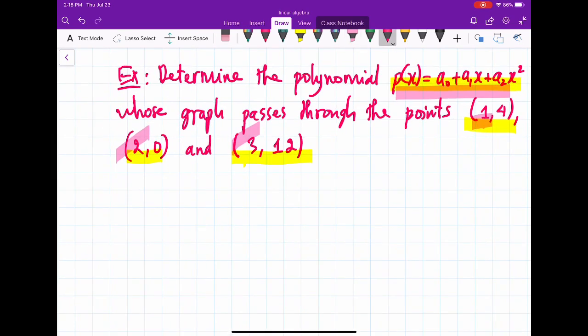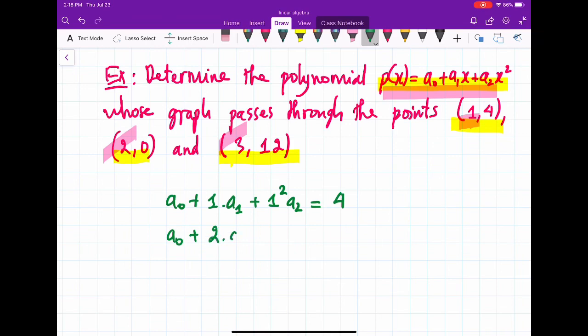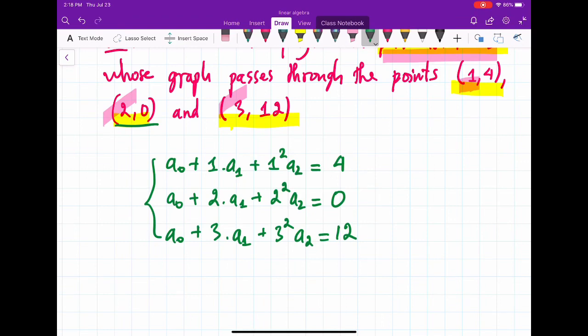and we have the following: a0 plus 1 times a1 plus 1 squared times a2 equal to 4, which is y1. The second one, a0 plus 2 times a1 plus 2 squared times a2 equal to 0. That is for the second point. The next one is a0 plus 3 a1 plus 3 squared a2 equal to 12. So you have the system right away.